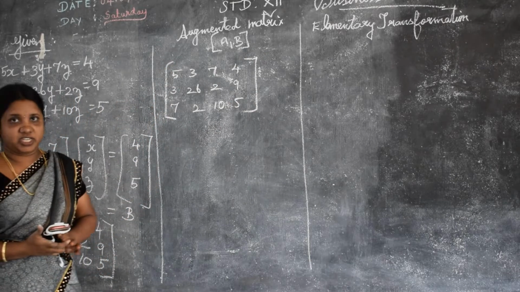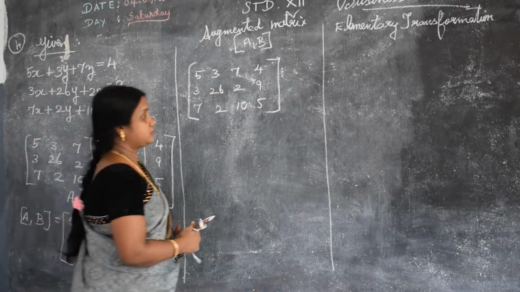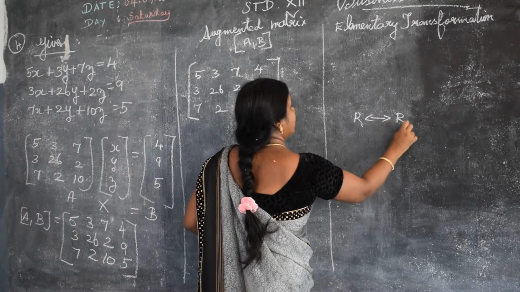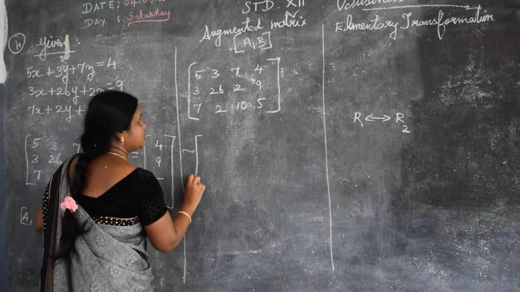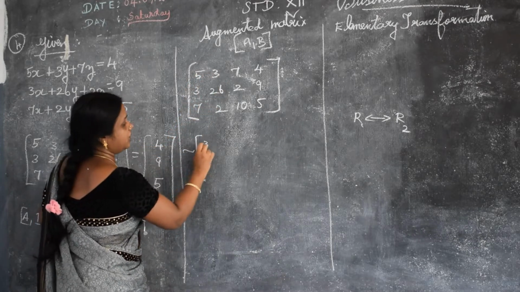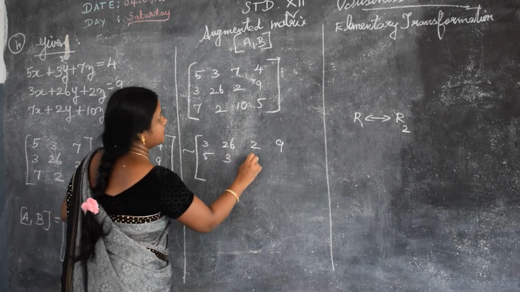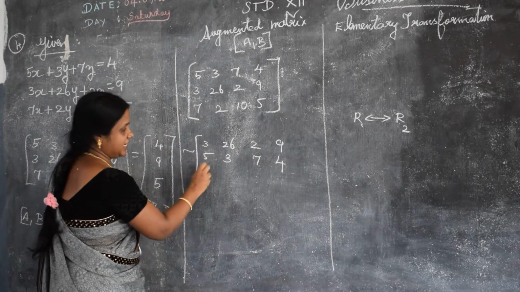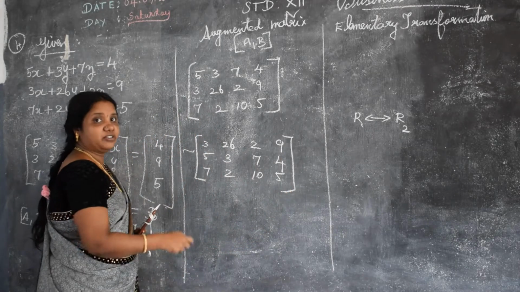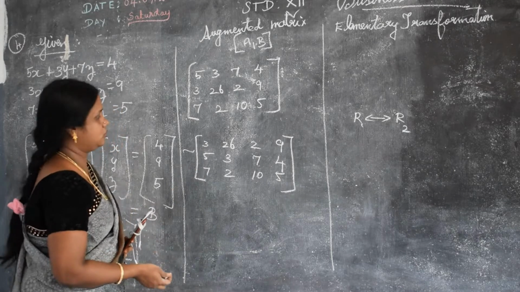Now I am going to interchange the first row and second row. R1 and R2 I am going to interchange. That means your equivalent matrix is, I am taking R2 and putting it in R1, and bringing R1 to R2. So 3, 26, 2, 9, 5, 3, 7, 4. R3 you write as such. Why am I doing this? Because we have to change it to echelon form. For that only I am interchanging R1 and R2.